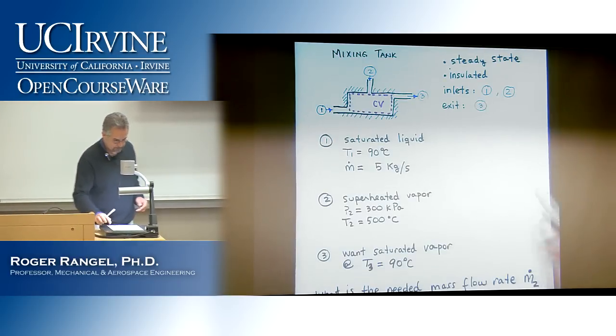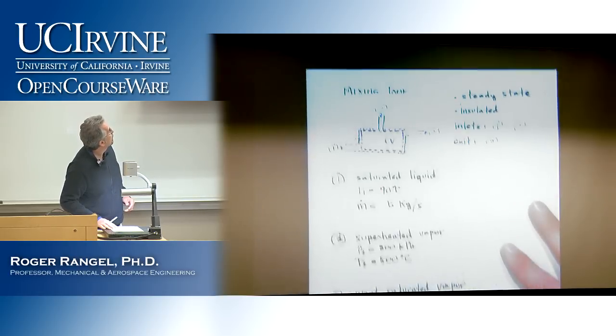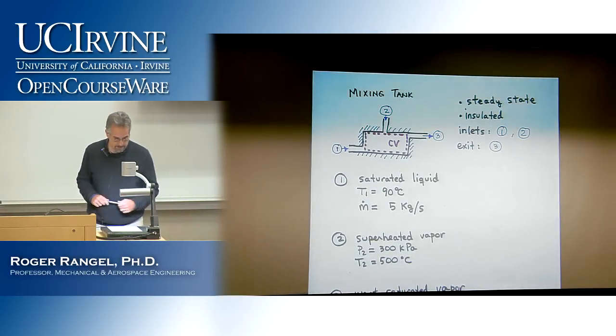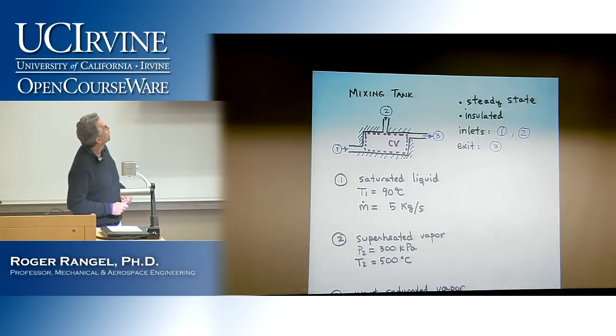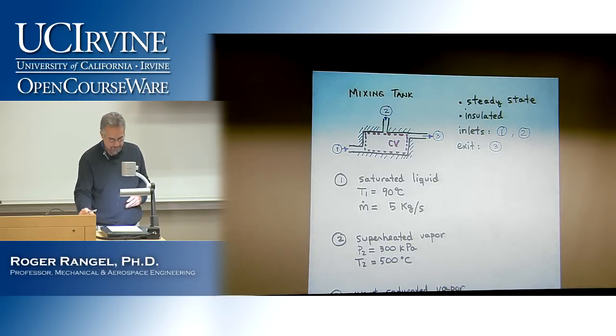We have the following. Okay, so we start here. Here's my mixing chamber. It's just a rigid tank. It has two inlets: 1 and 2 are inlets, and 3 is an outlet.